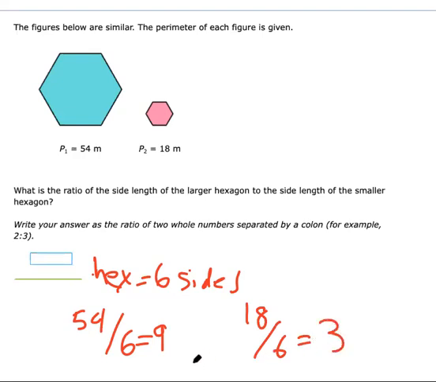Okay, so now I have those two. I need to find the ratio, which is 9 over 3. And then that's going to reduce down to 3 over 1. Remember, anything over 1, I can just leave as itself. So it's going to be 3. So this answer should be 3 at the end. Write your answer as a ratio of two whole numbers separated by a colon. So it's just going to be 3 on this one, or 3 over 1.